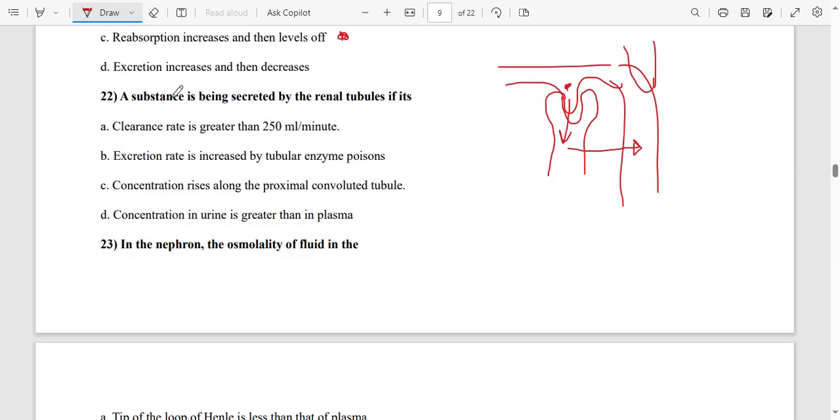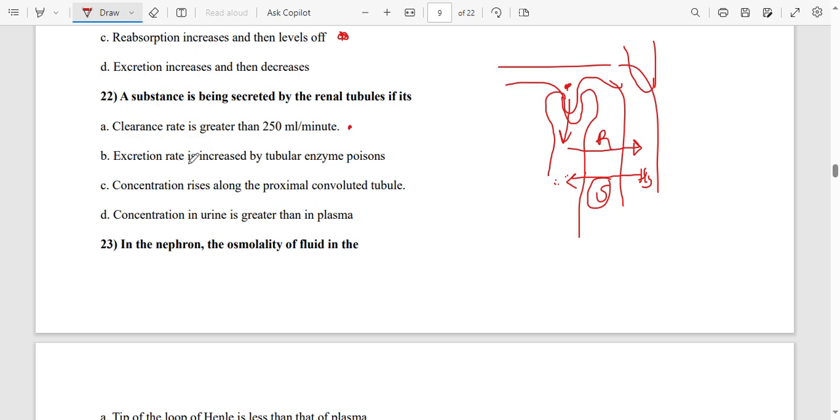22. A substance is being secreted by the renal tubule if what is to be secreted? To be secreted means being removed from here, going into the renal tubules. That's secretion. Because going back into blood, that is reabsorption. So the only way a compound can come from blood to the renal tubules is if it is high in blood and then low in the renal tubules. About clearance rate being greater than 250, this one, let me put a dash.